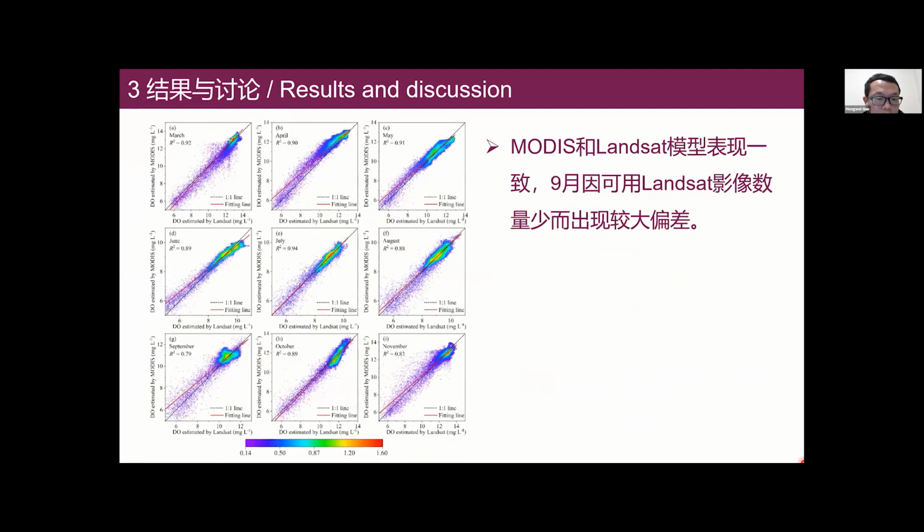The monthly DO of Lake Huron estimated by Landsat and MODIS data was compared to further validate the estimation consistency of the two kinds of data. This figure shows the validation results except September. Here, the consistency of other months was good. The inconsistency in September was owing to the small number of available Landsat images in this month. The result demonstrated that the Landsat and MODIS data and the developed models could be used to estimate the DO of Lake Huron with acceptable accuracy.